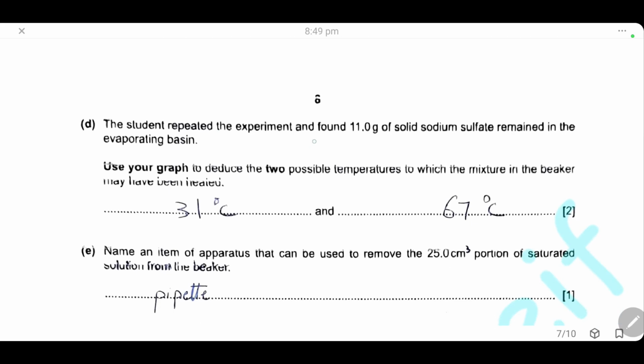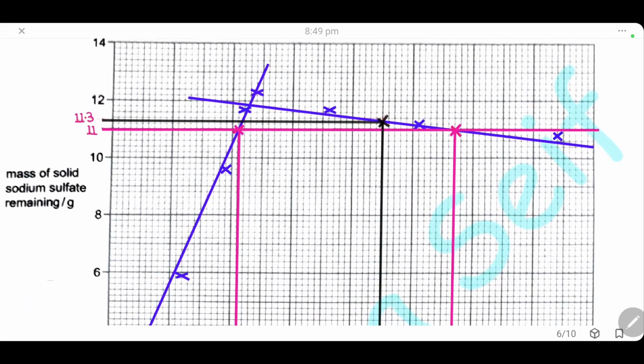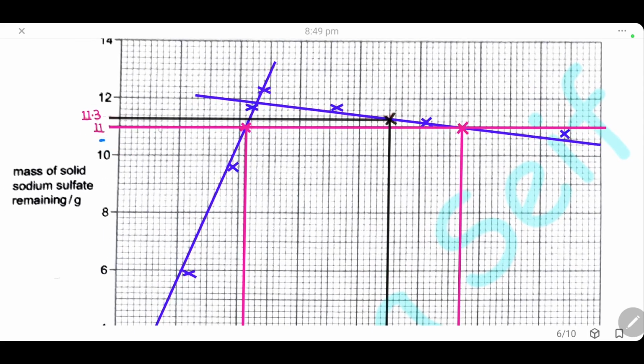The student repeats the experiment and finds that 11 gram of solid sodium sulfate remained in the evaporating basin. So 11 gram remaining, and he wants you to use your graph to deduce two possible temperatures at which the mixture in the beaker may have been heated. So we will return back to the graph, determine the mass, which is exactly 11 gram. We will draw a line to intersect both blue lines. The first intersection will be here and the second one will be here.